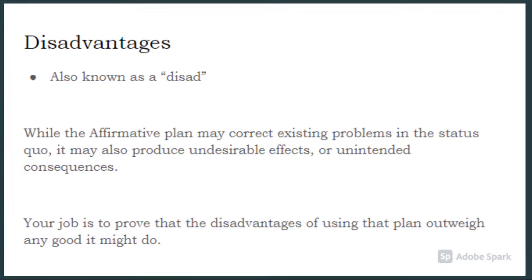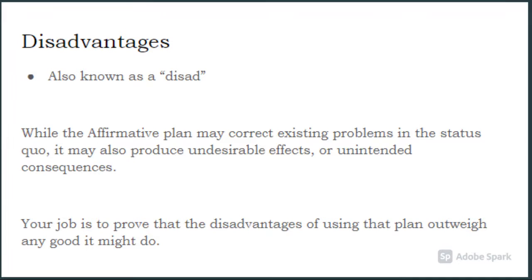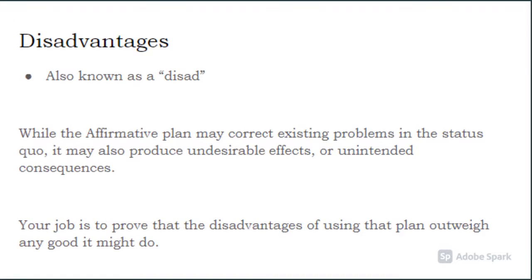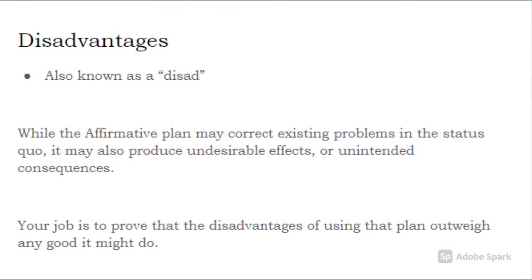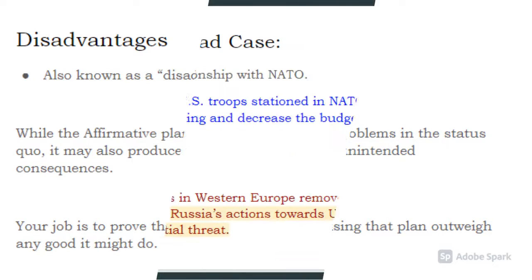What it says is basically that while the affirmative plan may correct existing problems in the status quo, it may also produce undesirable effects or unintended consequences. So your case would basically be that whatever they're doing to change the status quo is going to cause more harm than good. You're going to prove that the bad outweighs the good in their plan.